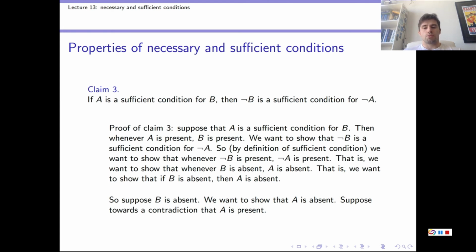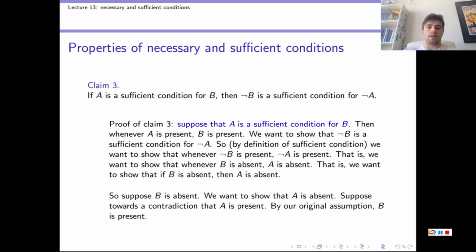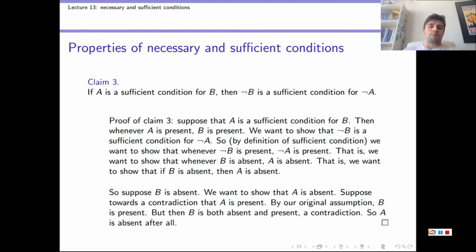But now we remember our assumption from the very beginning, which is in blue on the slide there, which we haven't used yet. We assumed that whenever A is present, B is present. Now we've supposed A is present for a contradiction. So, by the assumption, B is present. But our subsequent assumption, this time the one in orange on the slide there, was that B is absent. And this is our contradiction. B cannot be both present and absent. So it follows that A cannot be present after all. So A is absent, and this is exactly what we wanted to show. So we're done with the proof of claim 3.